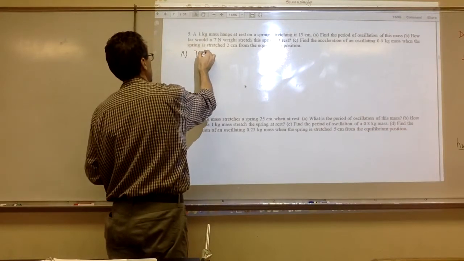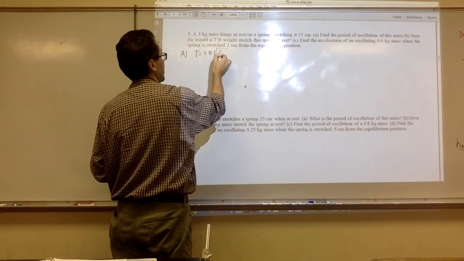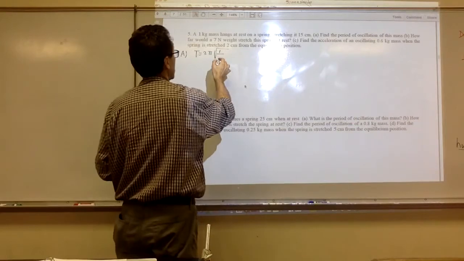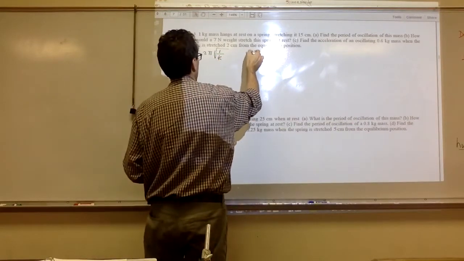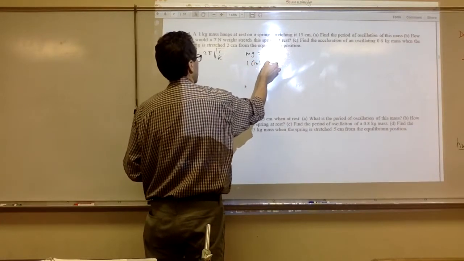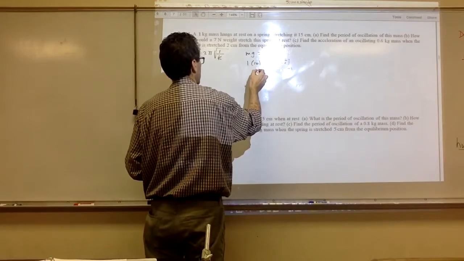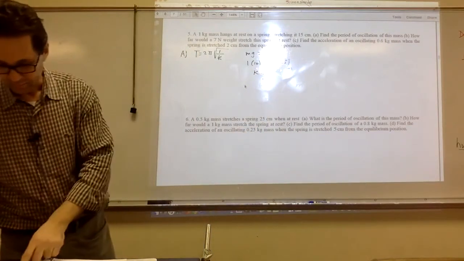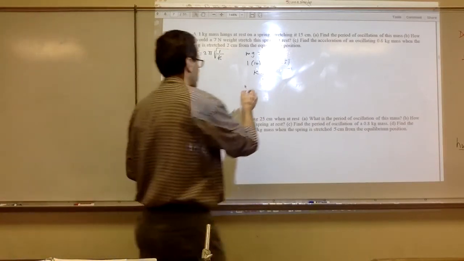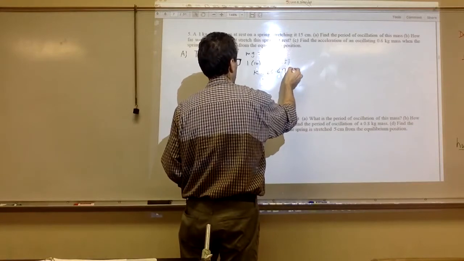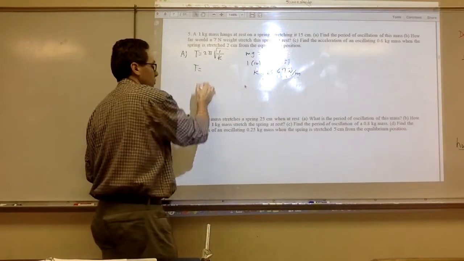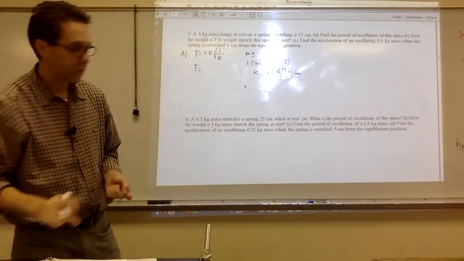So T is 2 pi square root of M over K. So I think the first thing we have to do is find K. So mg is kx. So 1 times 10 equals k times 0.15, which means k equals 66.67 newtons per meter. You just have to plug that in here, and your period should be 0.77 seconds.